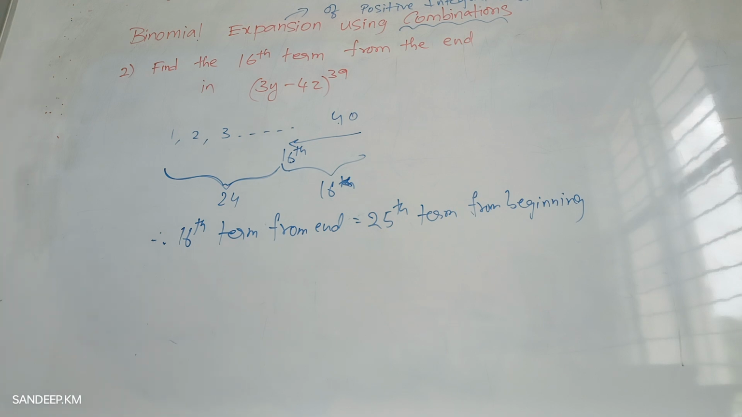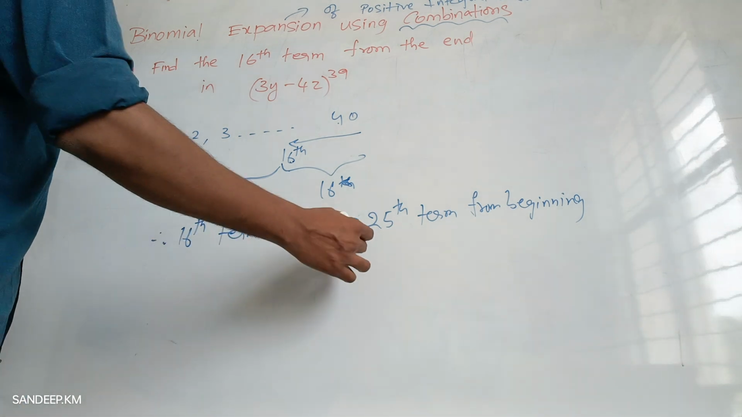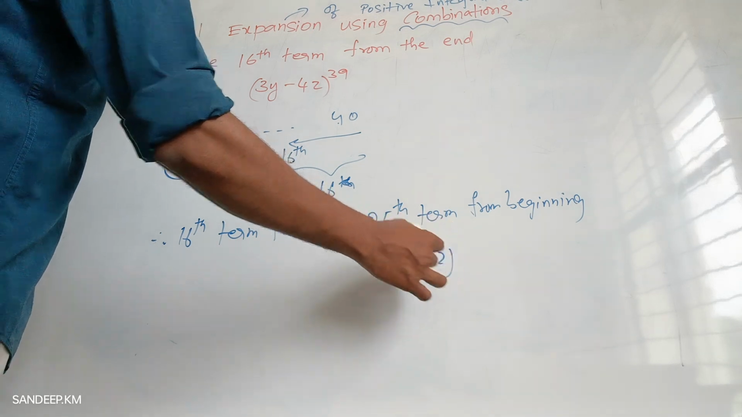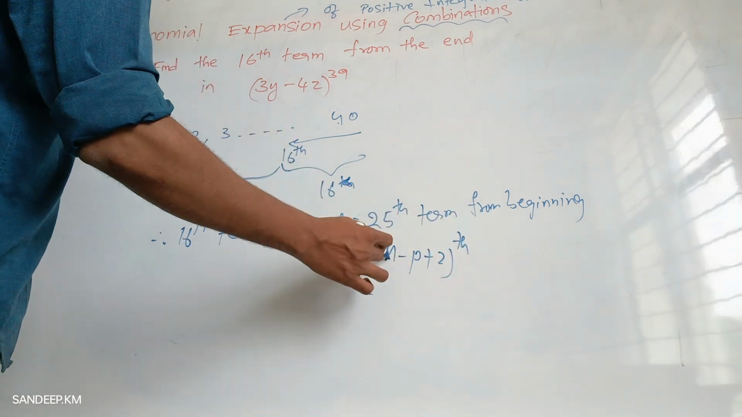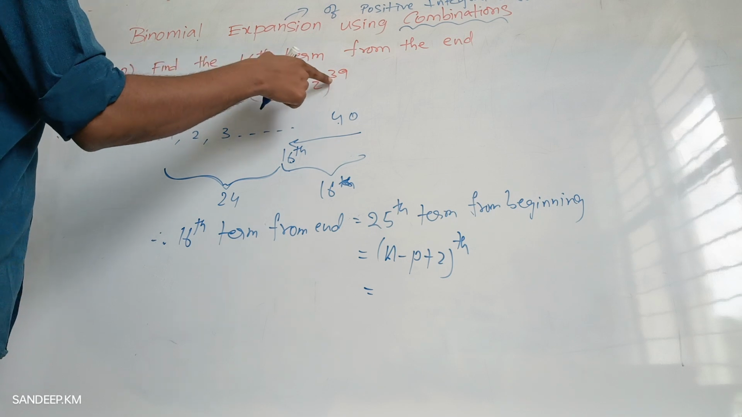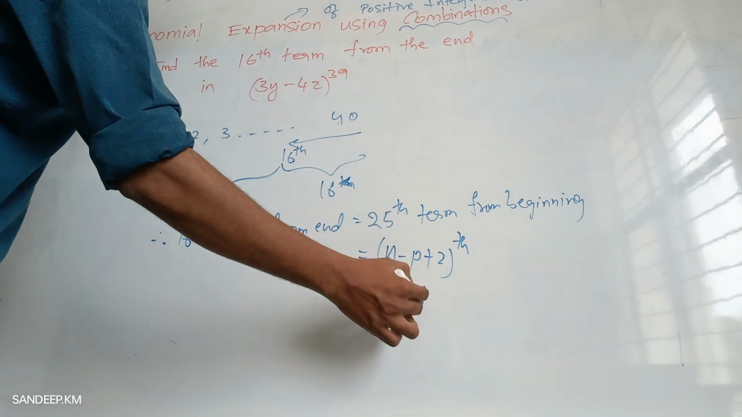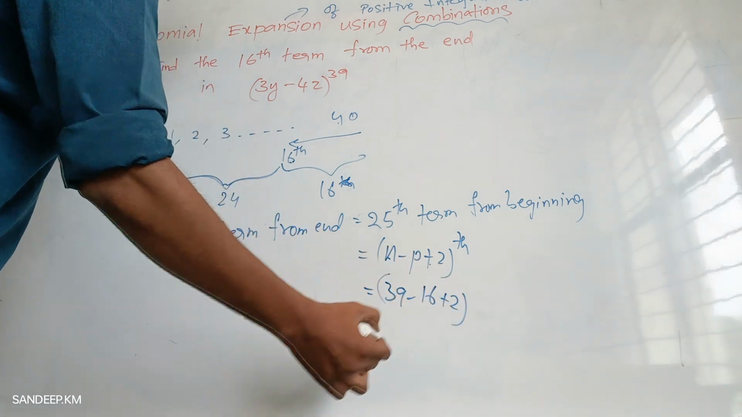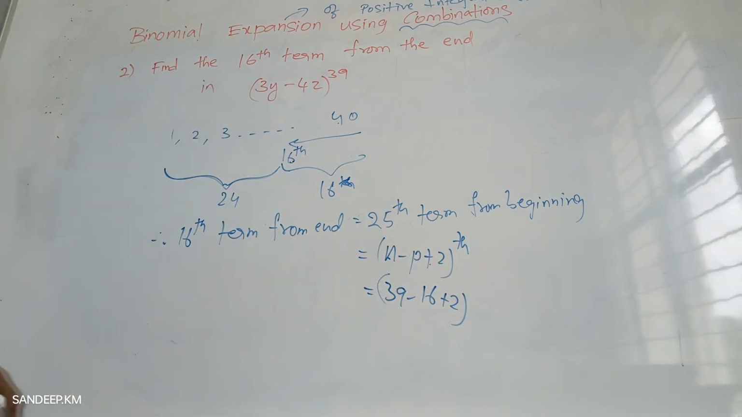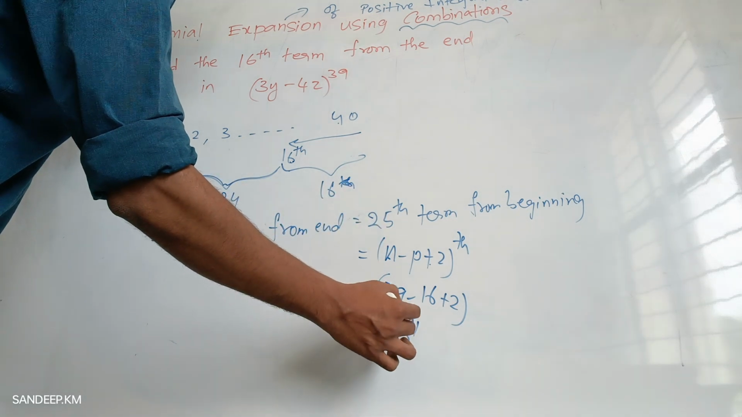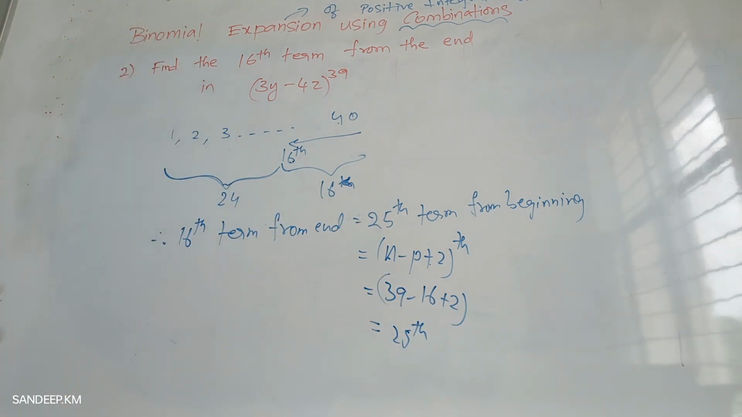Or else you can use that formula. What is that formula? N minus p plus 2th term. So what is N here? N is not 40, N is 39. 39 minus p, which term you want? 16, plus 2. What is it? 39 minus 16 plus 2? Again 25 only, it is the 25th term from the beginning. So find the 25th term.